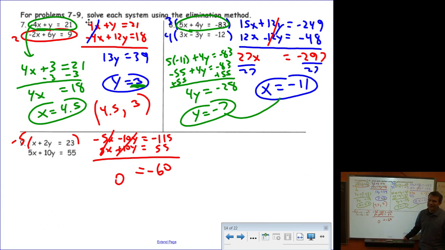So when the variables cancel out, you're done. It's either no solution or infinitely many solutions. Because these two things do not actually equal each other, that is what tells you that this problem is no solution.